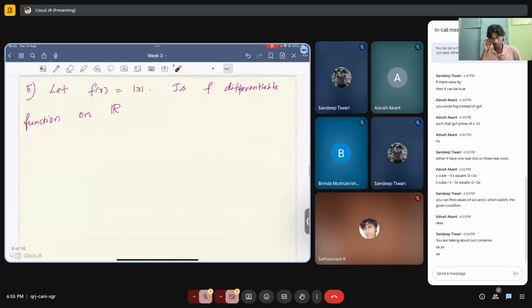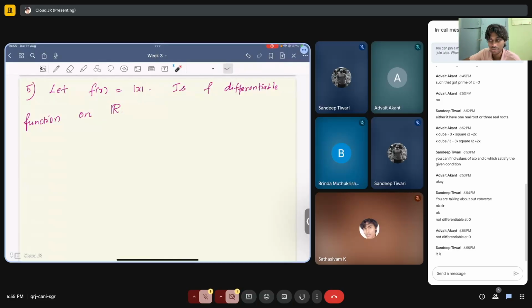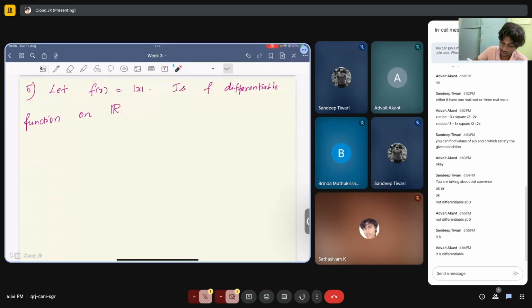Okay, so let's move on to this problem. So you have a function f, which is our mod x function. Now the question is whether this function is differentiable or not. Yeah, okay, it is not differentiable at zero. Okay, what about the other points? Yeah, it is. So let's compute it quickly.